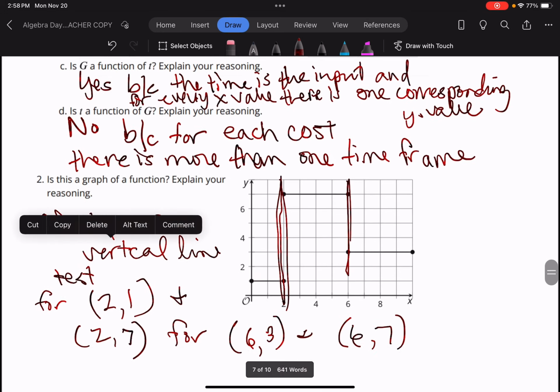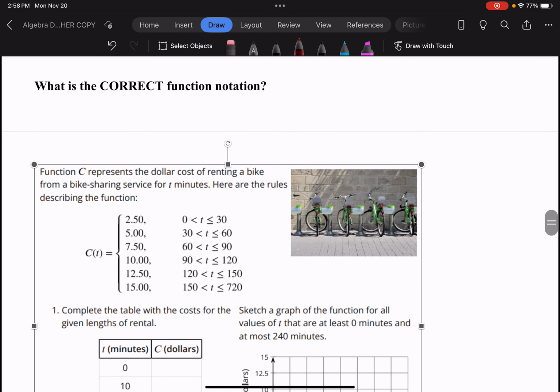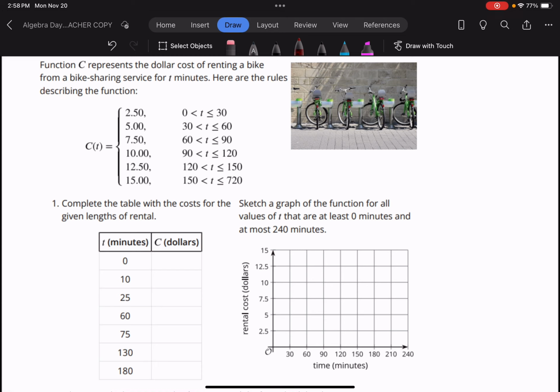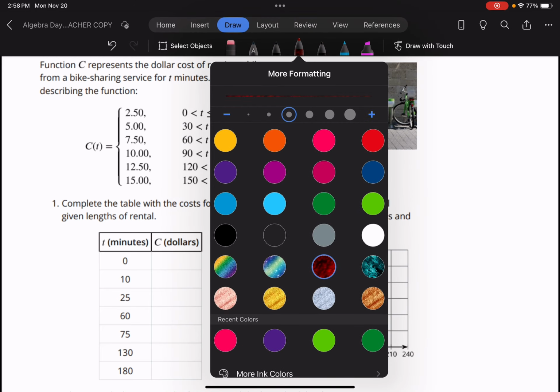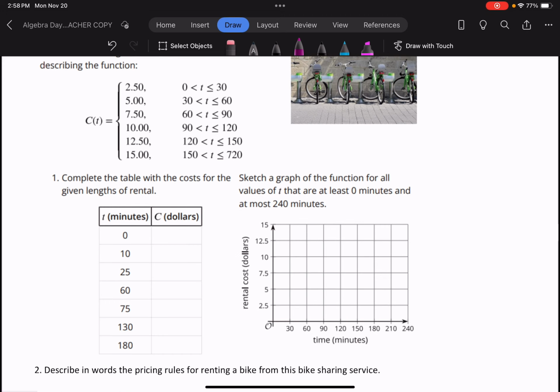All right, let's take a quick peek back at our last part of the classwork. So this says function C represents the dollar cost of renting a bike from a bike sharing service for T minutes. So here's our minutes. Here are the rules. And then it is telling us that we need to complete the table given the lengths. So if we're doing 0 minutes, it's going to be $0. If we do 10 minutes, then looking at this, 10 minutes is going to fall in this first range, so that's $2.50. 25 will be $2.50.